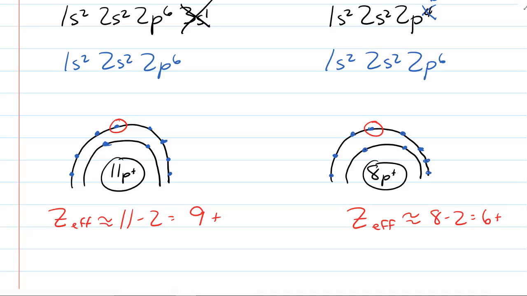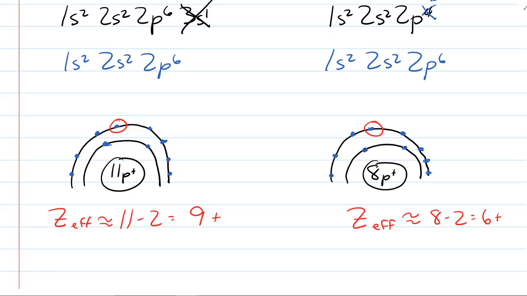Okay? 11 protons in the sodium ion, 8 protons in the oxide ion. We look at a valence electron. Valence electron here is going to be shielded by 2 inner level electrons. That's the 1s2. We take 11 minus 2, we get 9 plus. In the oxide ion, we have 8 protons in the nucleus. We have 2 inner level electrons, so that will cancel out the effect of 2 of them. 8 minus 2 gives us 6 plus.